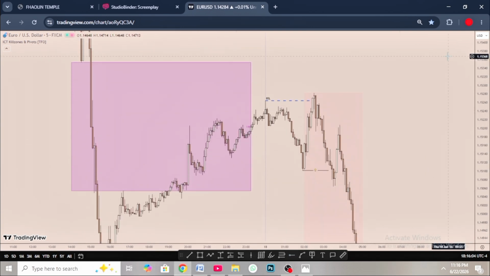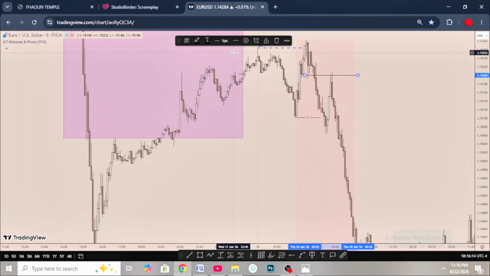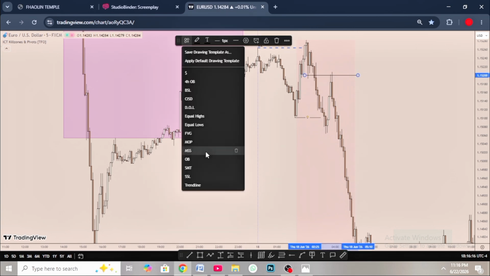So you can see that after price broke structure to the downside, it retraced back into what? These two candles right here, or those three candles, they are one order block. So that's an order block entry on the OB.